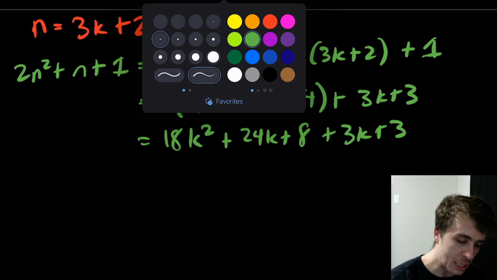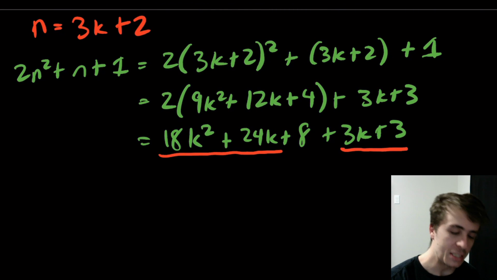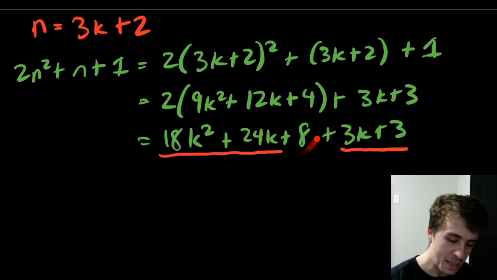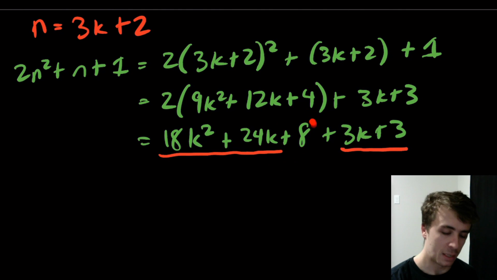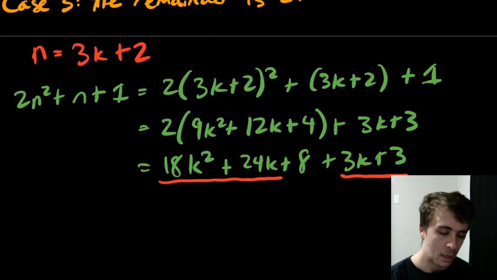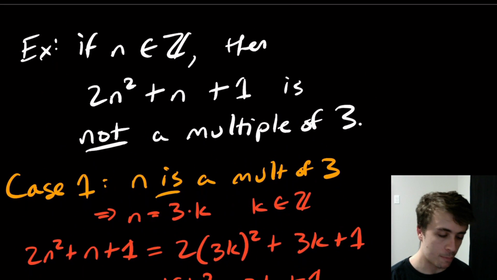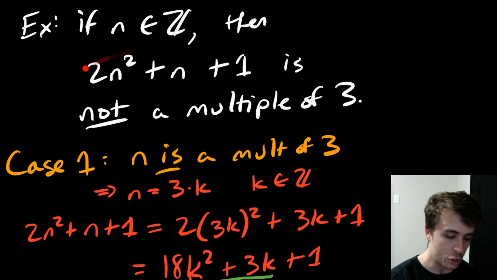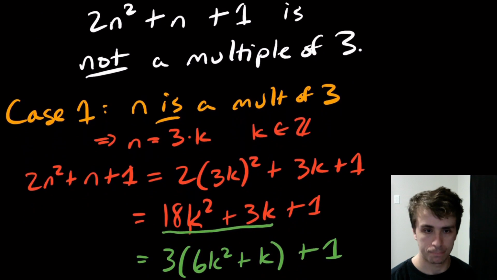And we can actually stop here, because if we look at this as well as this, all of those together are a multiple of 3, but this 8 spoils the bunch, so to speak. And so it's not a multiple of 3. And so therefore, because we have shown it to be true in all possible cases, all 3 possible cases, therefore we have shown that this equation is not a multiple of 3 when n is an integer.